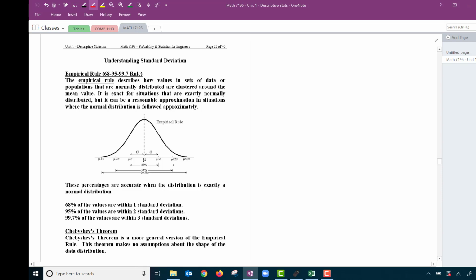So this shape occurs so frequently that we've developed this 68, 95, 99.7 rule that deals with the percentages of people or values in certain ranges of the mean. So if you have this beautiful bell curve and you start in the middle and you go one standard deviation above and one standard deviation below, this range of values represents a certain percentage of the population.